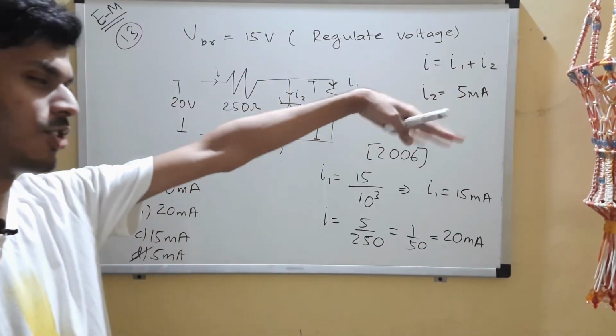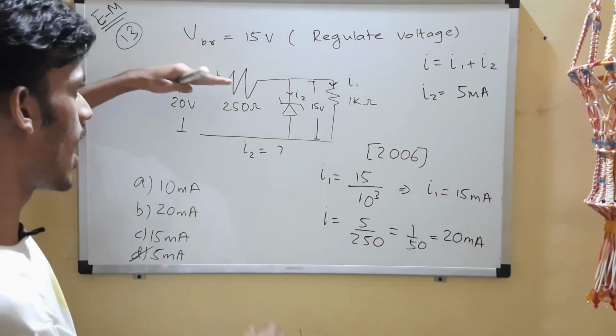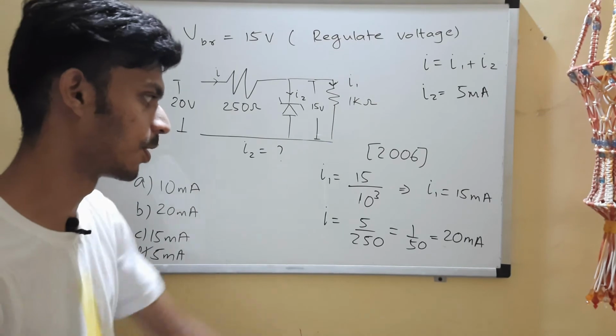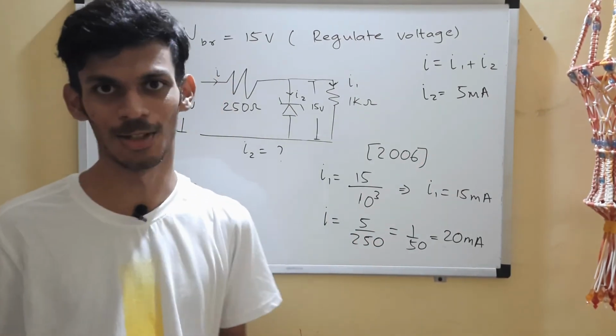Then we use Kirchhoff's junction rule. Okay, so 20 minus 15, I minus I1, will give us I2. So 20 minus 15 is 5 milliamperes. 5 milliamperes, D is the correct choice.